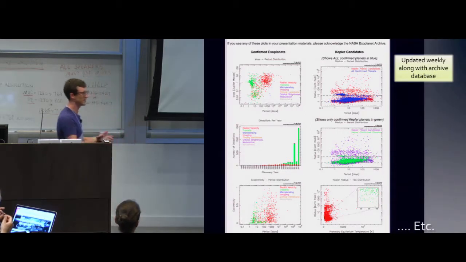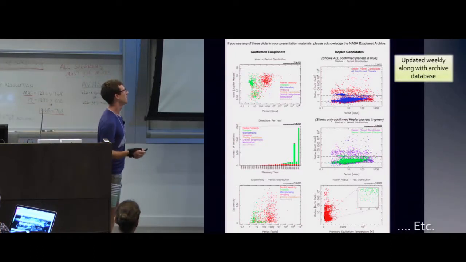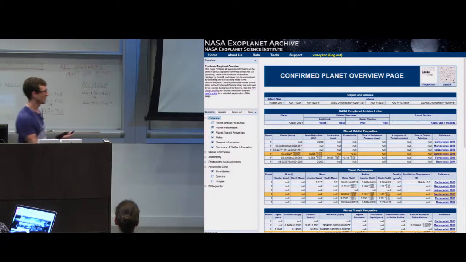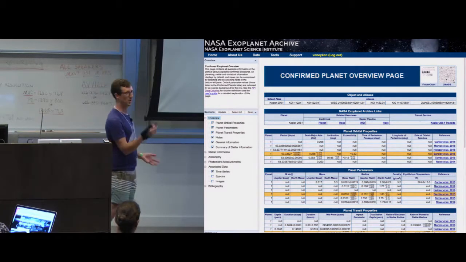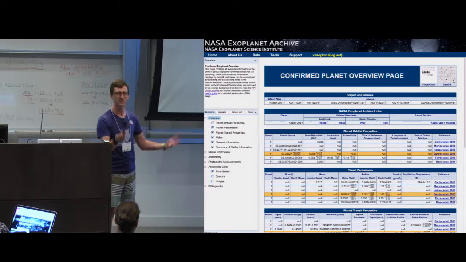So we also just create an update on a weekly timescale, a lot of the more popular diagrams that people use in talks and whatnot. Then, for every confirmed planet, there is what we call the confirmed planet overview page. And this is where we have a bunch of different tables giving different kinds of information.